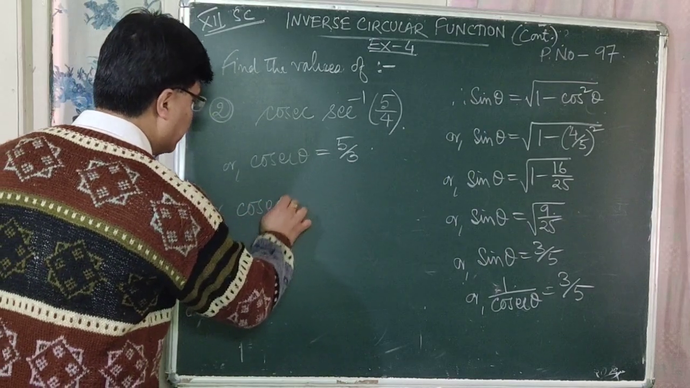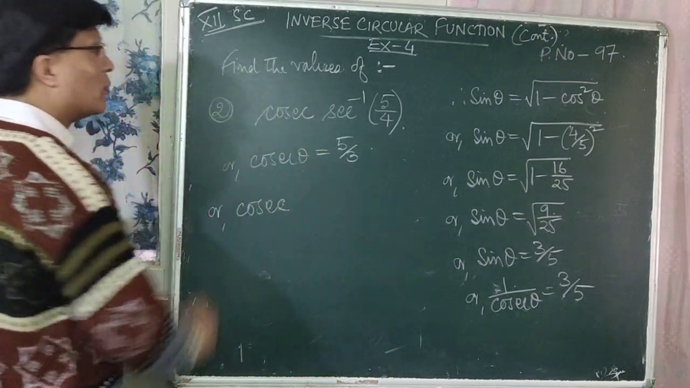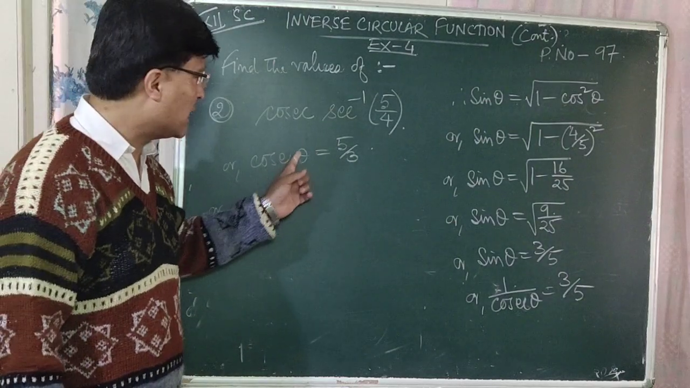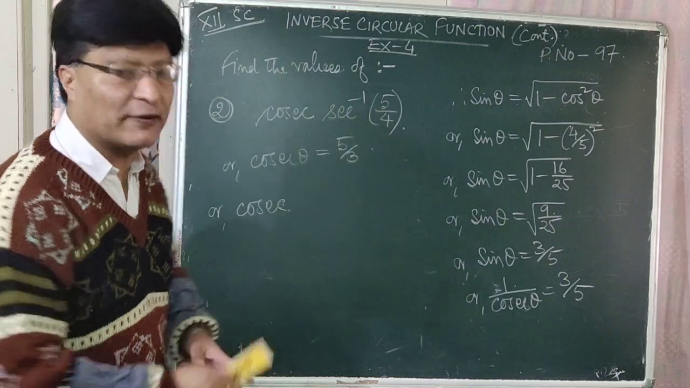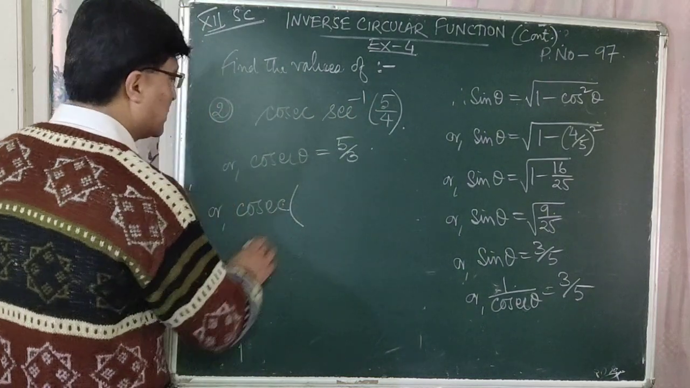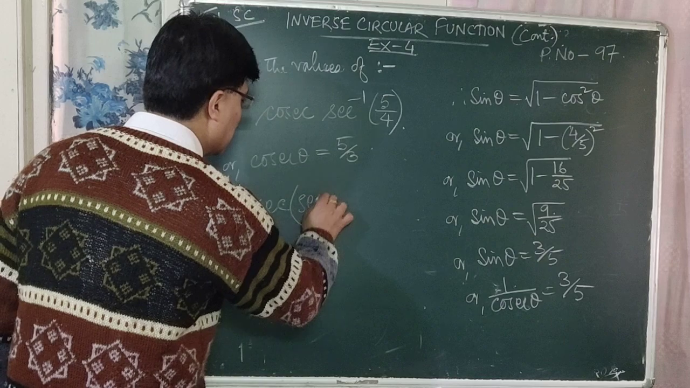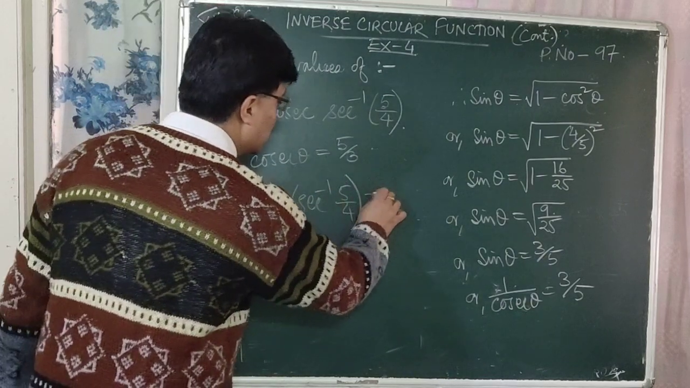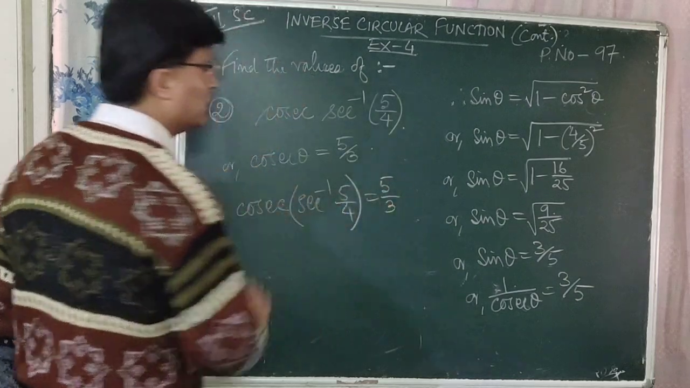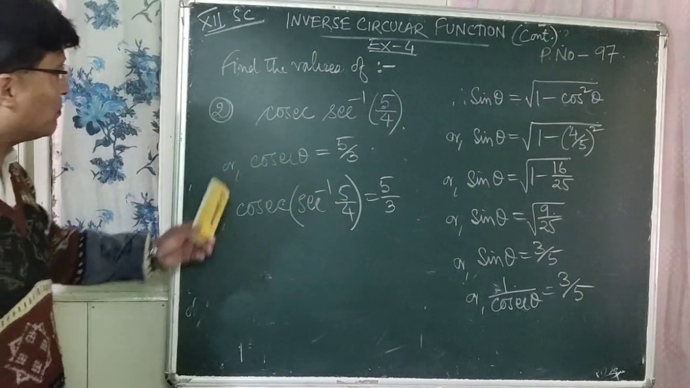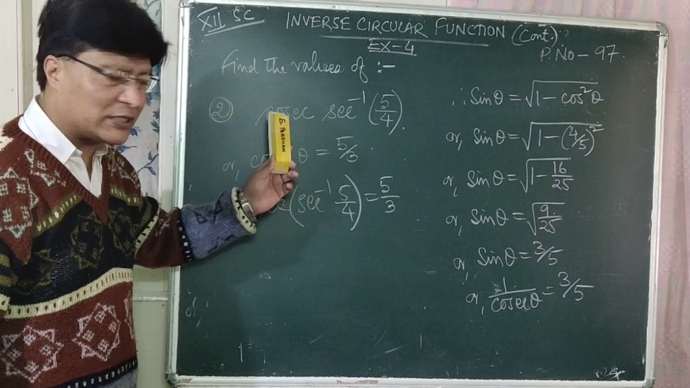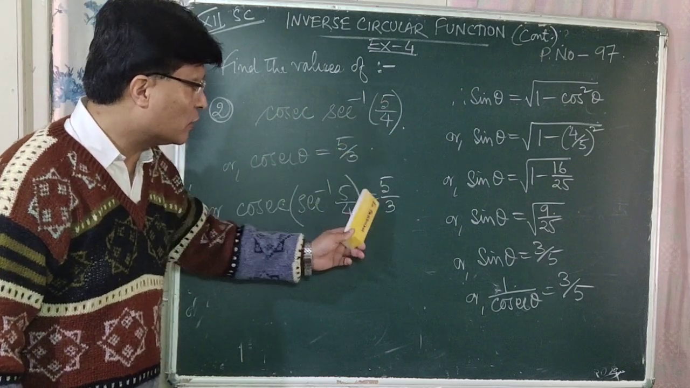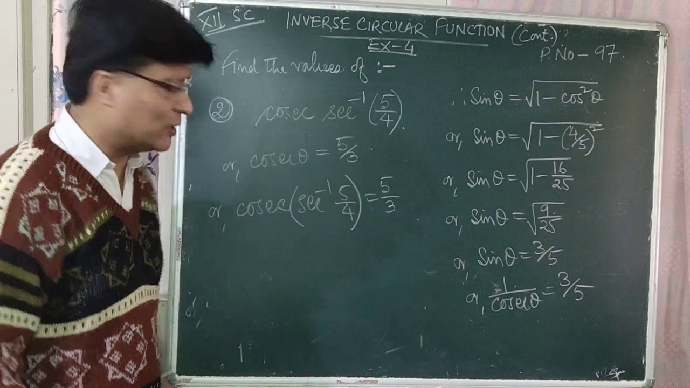Actually, what was the value for theta? We had assumed theta is equal to sec inverse 5 by 4. So within bracket you can write sec inverse 5 by 4, which is equal to 5 by 3. So what is the principal value of cosec sec inverse 5 by 4? It is 5 upon 3. So this is the answer.